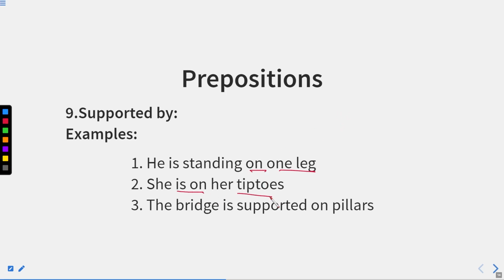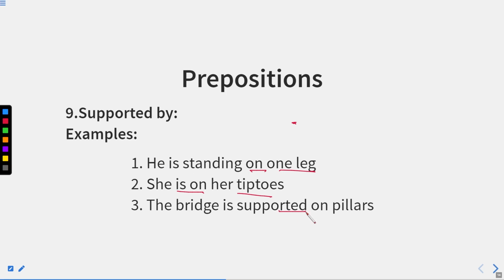She's on her tiptoes. So for example, if somebody stands on his tiptoes, we can use the preposition on, because only that particular part is touching the surface of the earth, the part beneath or under her, and she is standing in support of that particular thing only, only on the tiptoes. She's not standing on her foot, she's standing only on the tiptoes. That means only the tiptoes are supporting her to stand, so we can use on in that case as well.